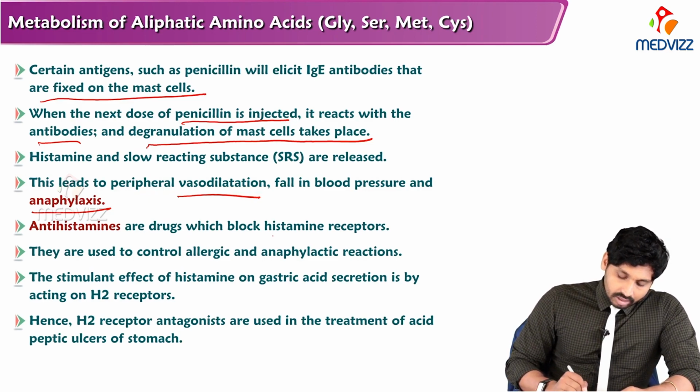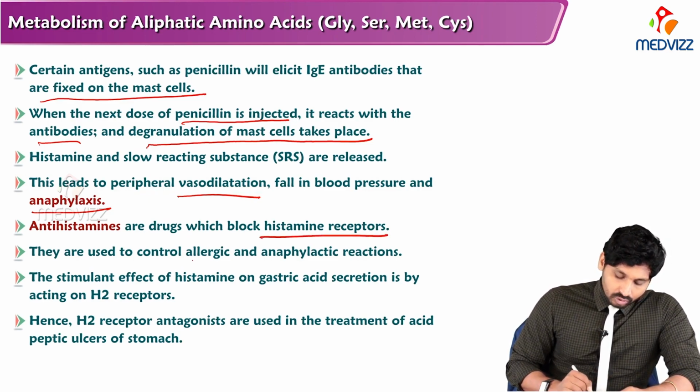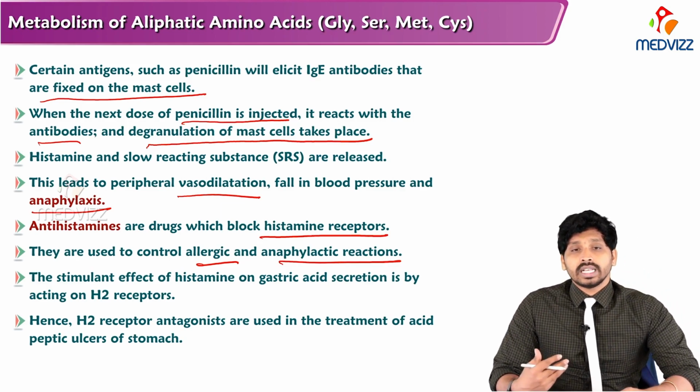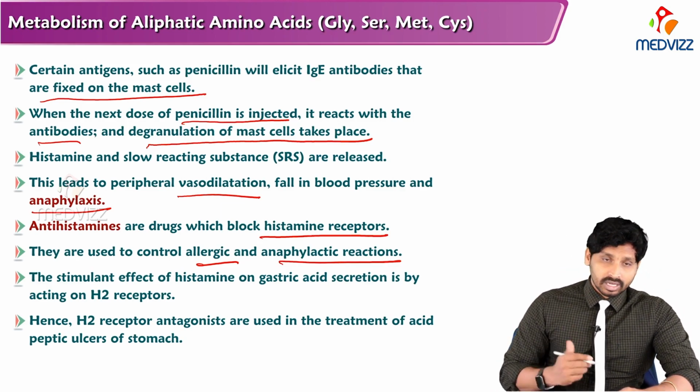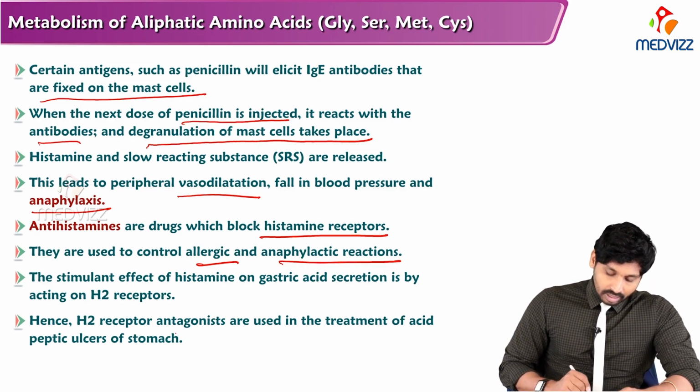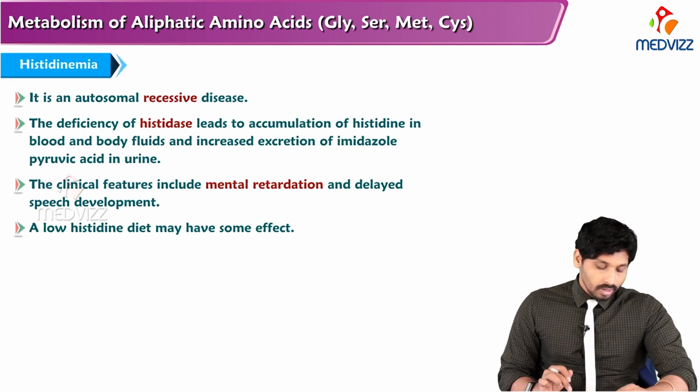So antihistamines are drugs which block histamine receptors. They are used to control allergic and anaphylactic shocks. The stimulant effect of histamine on gastric acid secretion is by acting on H2 receptors. Hence H2 receptor antagonists are used in the treatment of acid peptic ulcers of the stomach.